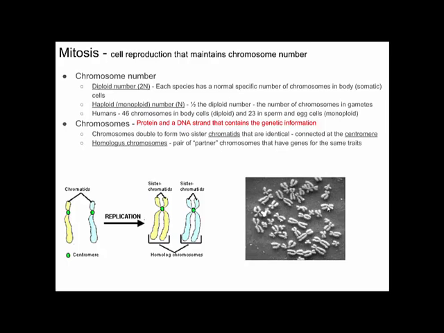And so when we talk about chromosomes, what chromosomes are is a little package of DNA and protein wrapped up together. Our chromosomes, that's where our genetic information is. We inherit our chromosomes from our parents. 23 from the mother, 23 from the father. And they come in pairs.